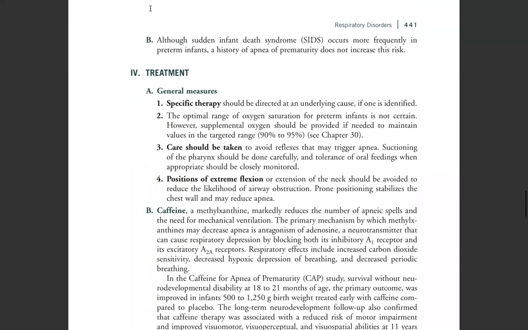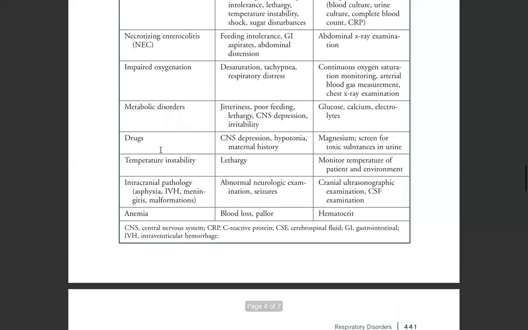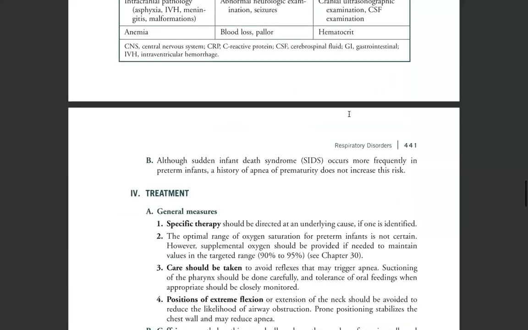Okay. So what is the treatment? One is general measures and then caffeine. General measures: you have to give specific therapy. What is the underlying cause? NEC, you have to treat NEC. Okay. And if there is temperature instability, keep the baby warm. If there are drugs, you have to eliminate the drug. Metabolic disorder, if sodium is abnormal and the baby has hyponatremia, give sodium. Okay. So such causes we have to treat.